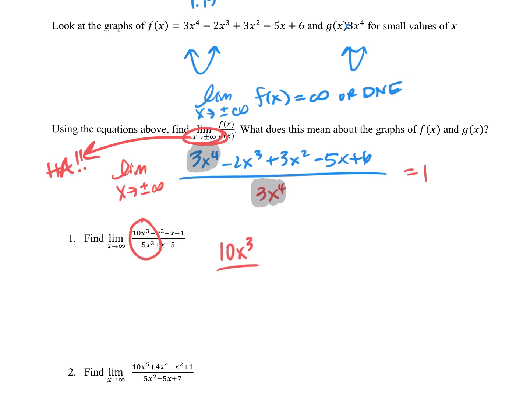What's 10x to the 3rd over 5x to the 3rd? What's going to cancel out? The x to the 3rds cancel out. I'm left with 10 over 5, which is just 2. Those are my favorite. Will AP give you a multiple choice like that? Yes. Those are my faves. If those exponents cancel out, we're good. But are they always going to cancel out? Of course not, right?